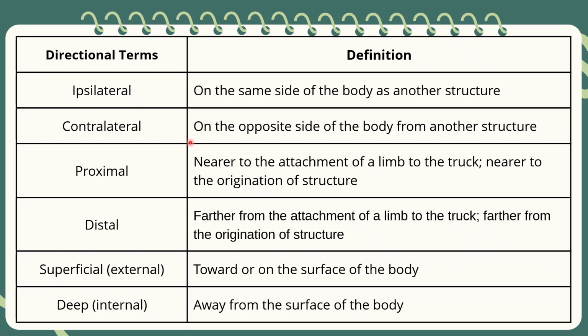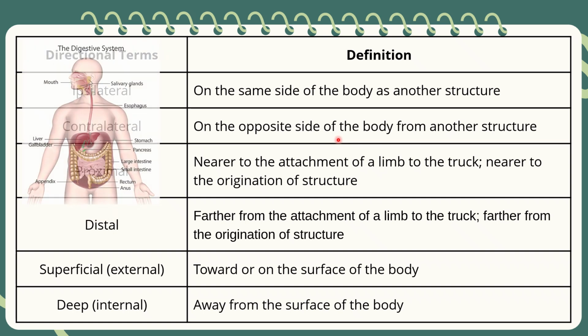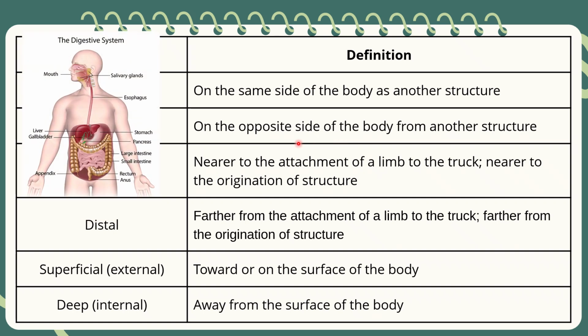Next, contralateral means on the opposite side of the body from another structure. So we can say that the ascending colon and the descending colon are contralateral, means they are on the opposite sides of the body.